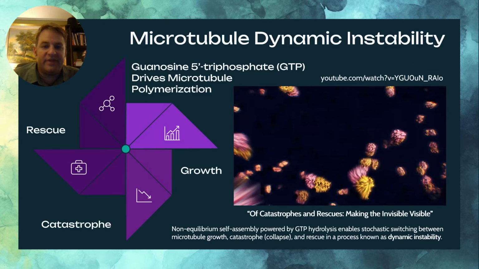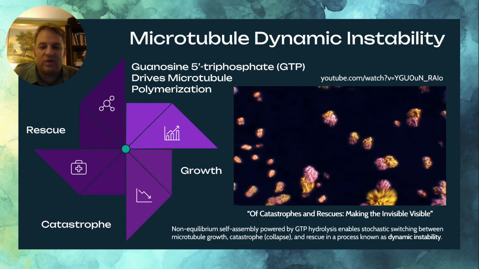Now, what really happens as the microtubule grows? GTP is guanosine 5-triphosphate. This energy currency molecule of the cell drives microtubule polymerization and produces microtubule growth. But growth can eventually falter as the GTP hydrolyzes to GDP, and catastrophe can ensue as the microtubule falls apart. But this is not necessarily a permanent disaster, as rescue can occur and the microtubule growth resumes.